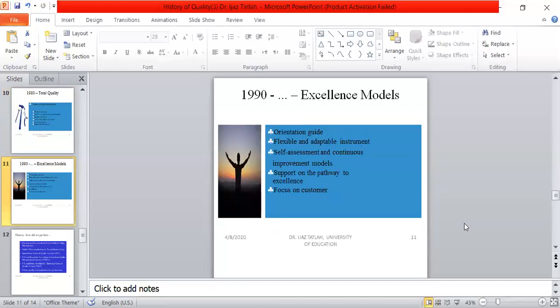Excellence models. Total quality management was the last stage in this series. After that, different models were born. For example, ISO is also a model. So orientation guide, flexible and adapted instrument, self-assessment and continuous improvement models. Support on the pathway to excellence, focus on customer. These are different models. Not a single model in isolation to be used, but at different times, different mixtures of the models. Some of the models might be used collectively to have excellence in quality.